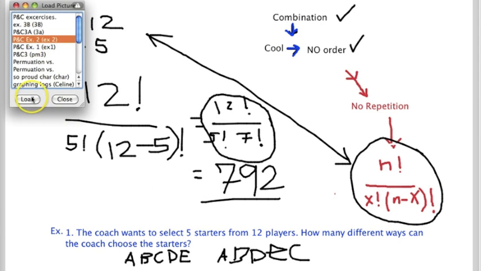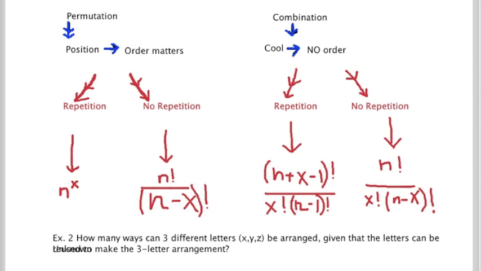Let's take a look at another example. Now we start out with the 2 branches again. So let's take a look at the question. How many ways can 3 different letters X, Y, Z be arranged, given that the letters can be reused to make the 3-letter arrangement? So basically, in this case, you are arranging 3 letters using all 3 letters. So n is equal to 3, and x is also equal to 3.